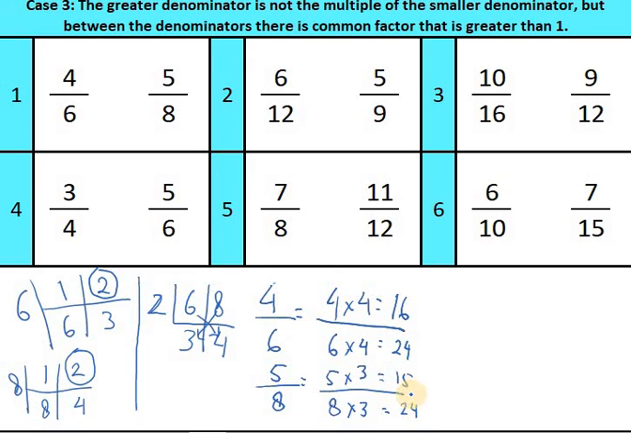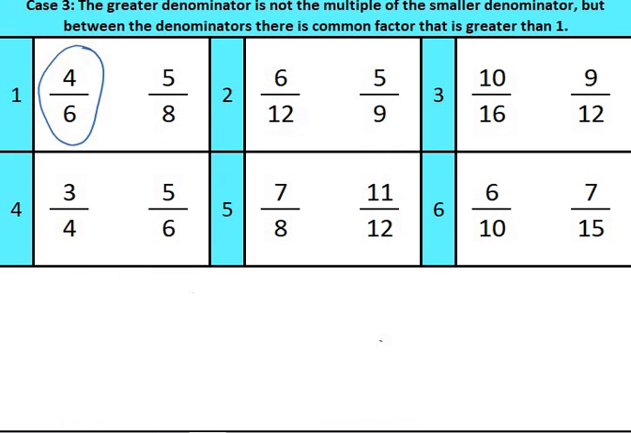Now you can see we have the same denominator, which is 24, and the numerators are not the same. Which one is bigger? It is the 4 out of 6, because it becomes 16 out of 24 compared with 15 out of 24. So that's number 1.